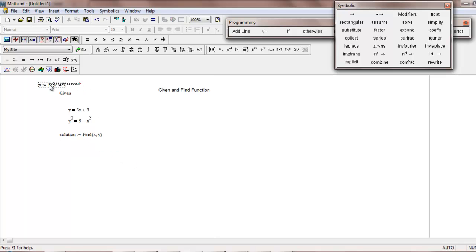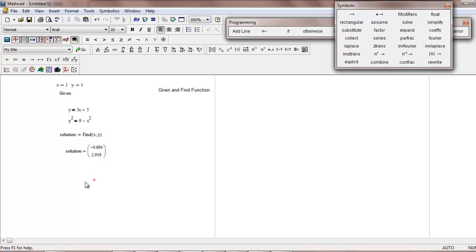So this is the Given and Find function. The whole picture is clear here, that you have the Given and Find function here. Now the results are like this: type solution and press equal to sign, you get your two values. You have the value of x and you have the value of y.